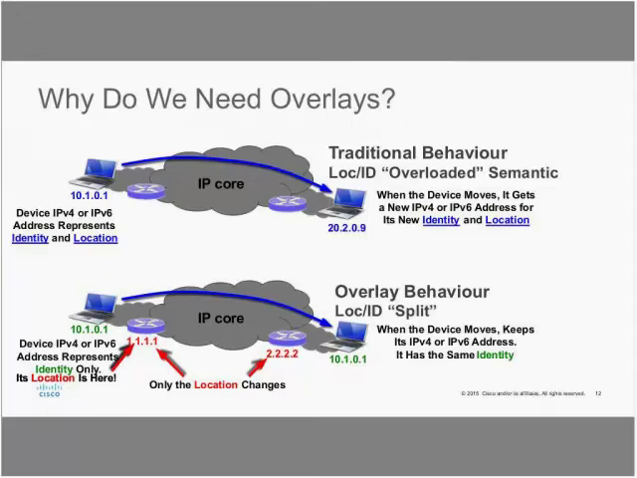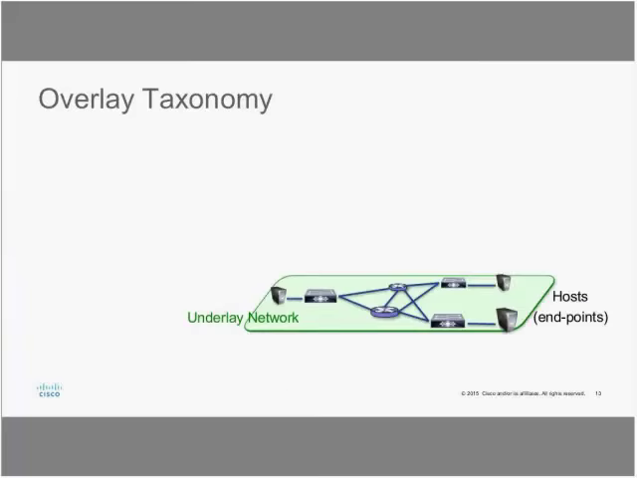With overlays, you can resolve that issue by preserving the same IP address, preserving the same identity, and only the location pointer gets changed. We have been using different overlays, such as LISP, OTV, and so on, to address this specific need for the overlay. But even though these protocols exist, VXLAN suits better to address the challenges that come with overlays, and that's what our session is going to be focused on.